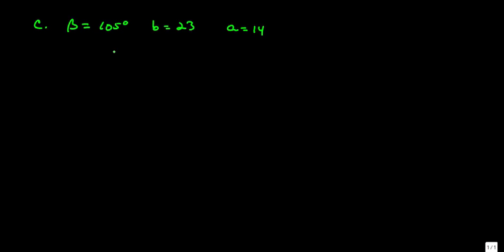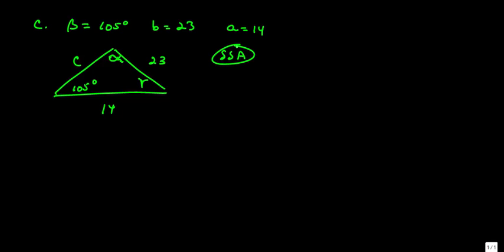So we'll try this one. We'll draw out our picture again. So our beta is 105 degrees. The side opposite is 23. Here will be our alpha up here. So side A is 14. Here's our gamma and C. Now, again, we've got a side-side angle, so we're in the ambiguous case. So what have we got here? Well, I've done one that's two triangles, I've done one that's no triangles. This probably has one solution, but let's check.